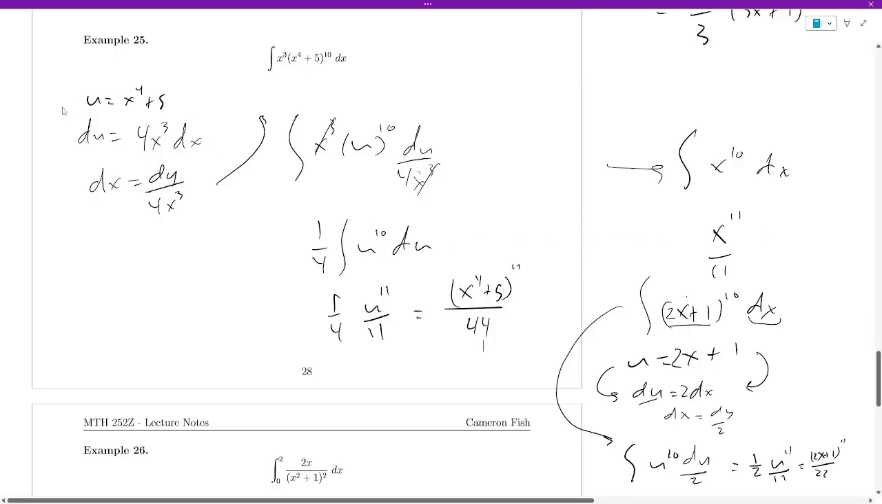So yeah, you want part of the integral to be the derivative of another part. You want it to look like an inside function, and sometimes I prefer this to be something to the 10 instead of (x to the 4 plus 5) to the 10. So some combination of those reasons can tell you it's a u sub.